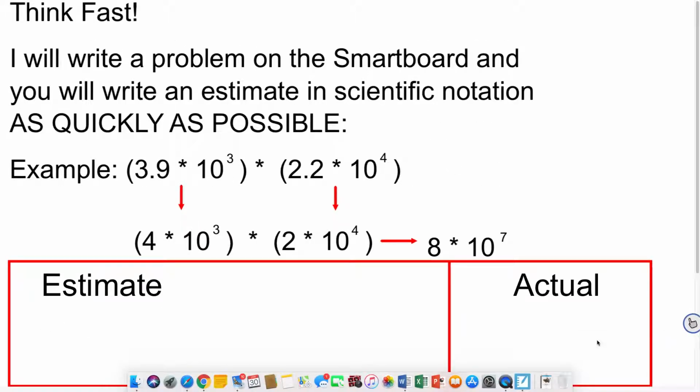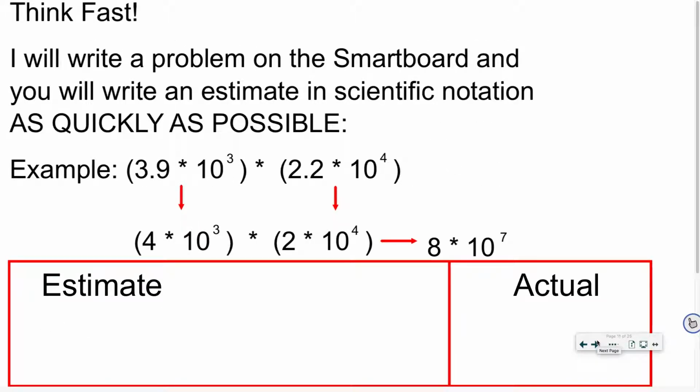So now I'm going to give you a problem. What we're talking about right now is the idea that estimation should be fast, right? It shouldn't take too long, like 30 seconds. For example, 3.9 times 10 to the third times 2.2 times 10 to the fourth. This is about 4, this is about 2, 4 times 2 is 8, and then I can add my exponents, 3 and 4 is 7, so 8 times 10 to the 7. But that could take you like 30 seconds, maybe.